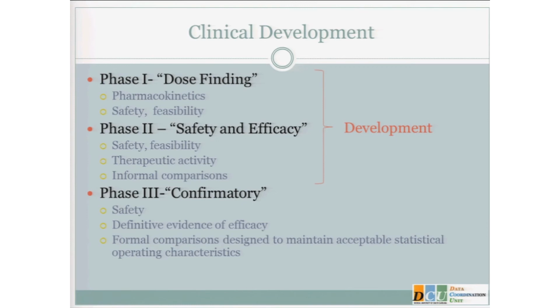We generally at this stage do not have enough subjects to make a definitive statement about whether or not an intervention works. We save that for phase 3, the confirmatory stage, where here we're trying to establish definitive evidence of efficacy based on formal comparisons which are designed to hold to strict statistical operating characteristics.